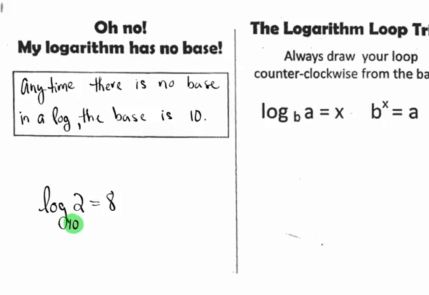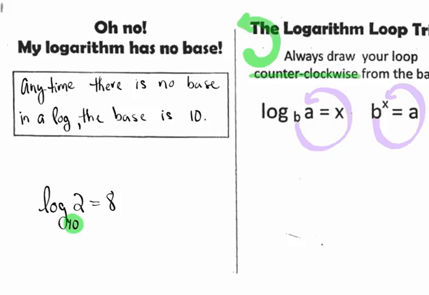Now, in order to help us write it, we're going to do what's called the logarithm loop trick. And this is important: always draw your loop counterclockwise. That means you're going opposite the way a clock goes. So over here, if I wanted to rewrite, I'd go like this. And that would give me base.